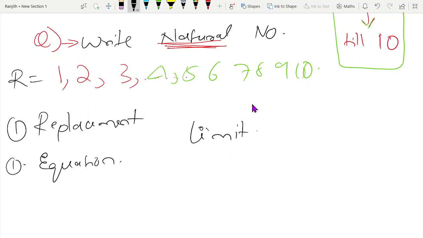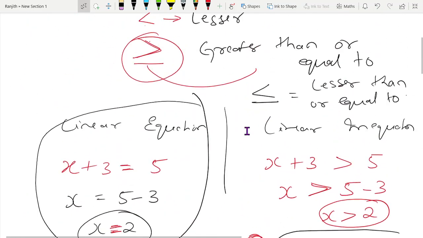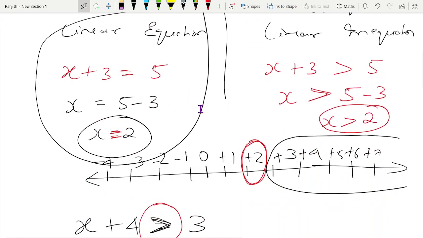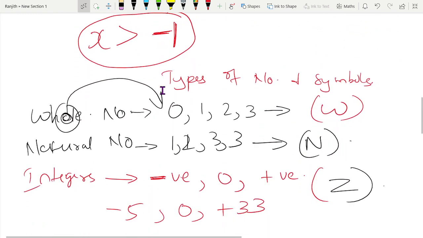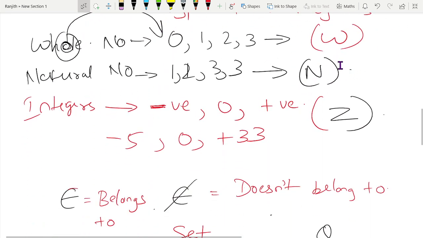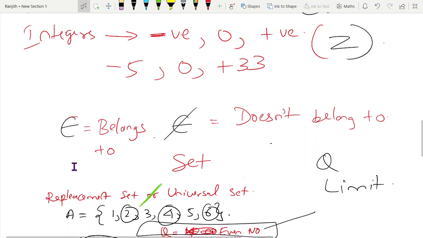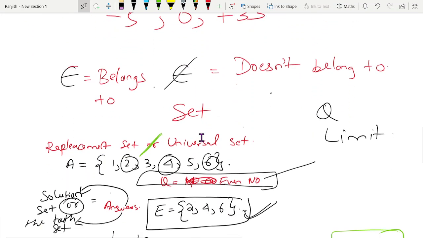Okay, we'll start with the first question. Just remember these points. What was the first thing we studied? Connecting verbs, sir. Connecting verbs are nothing but these symbols: is equal to, not equal to, and all these things. Then I explained the difference between linear equation and inequation. Then we studied types of numbers: whole numbers, natural numbers. The main thing is the symbols W, N, and Z. Then remember belongs to and doesn't belong to. I'll tell you later. For now, remember this symbol.